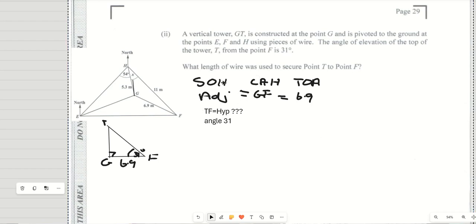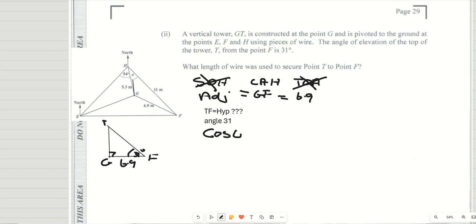Which one would you use? Not sine, because we don't have opposite. Would we use tan? Again, we don't have opposite. So the most logical one would be cos. So cos theta equals adjacent over hypotenuse. So we're just going to put in the values. That is cos 31, that is the angle, equals adjacent 6.9 over hypotenuse.